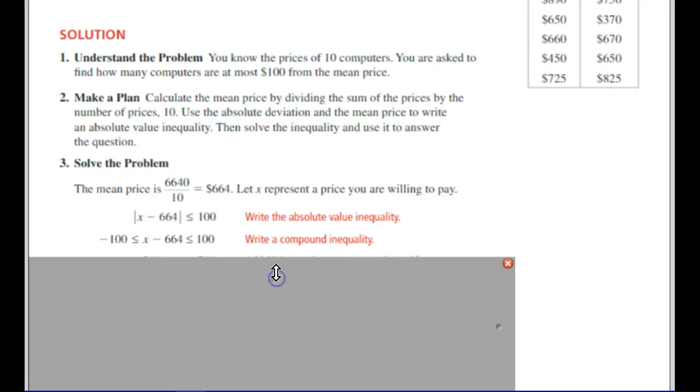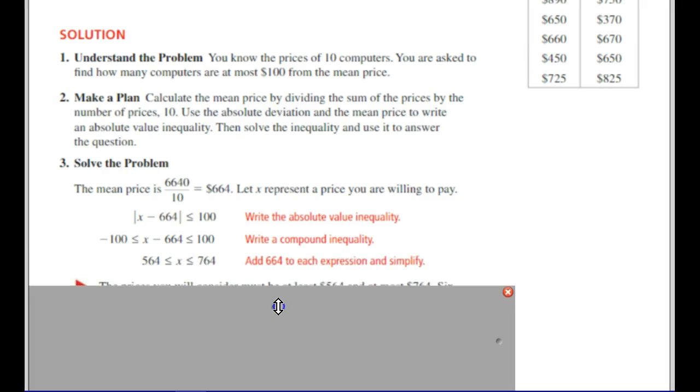Okay, so now I can set up my two problems and solve. Here we set this up as a compound inequality. We can also just set it up how we were doing it before. But I also know that this is going to be an AND statement because this is less than or equal to. So I know I've got $100 on either side, because I'll pay $100 less and I will pay $100 more. So then to solve for this, I'm just going to add my 664 and see where I end up. So then I can simplify. So this tells me I am willing to spend between $564 and $764 on my computer.